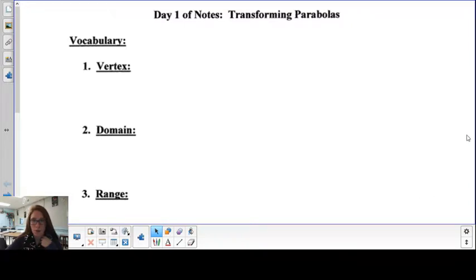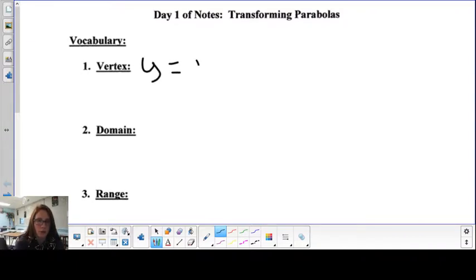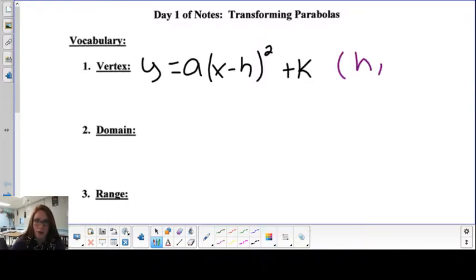Alright guys, today we're going to talk about transforming our parabolas. Before we get started, we're going to fill out this little vocab sheet. The vertex, when I say vertex, I'm talking about the vertex in my form. I have the equation y is equal to a times (x minus h) squared plus k. And my vertex in that equation is (h, k).